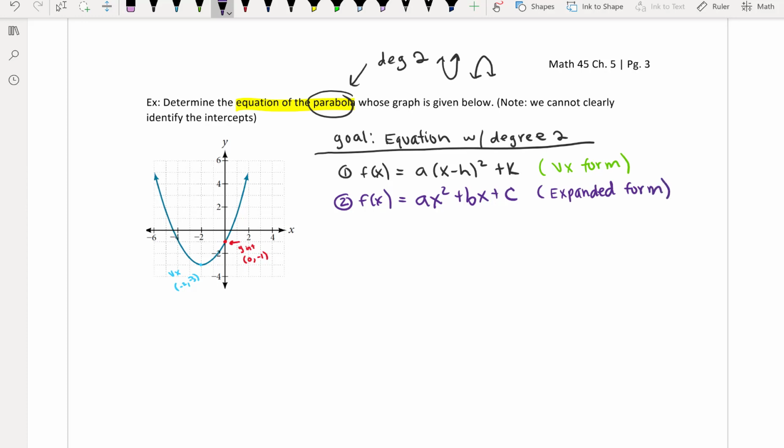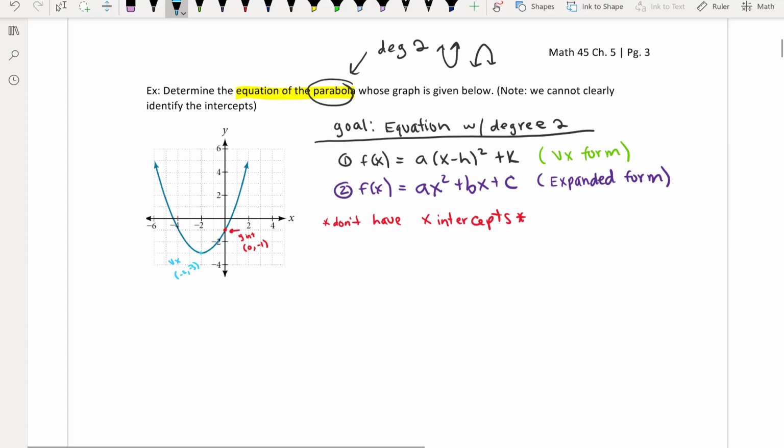So we have our two different ways of writing the equation. Because we don't have the x-intercepts, that kind of tells us how we're going to be approaching this problem. The way we're going to approach this problem is by identifying what we do have.